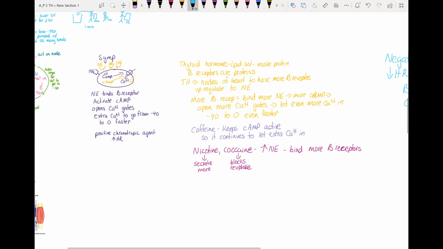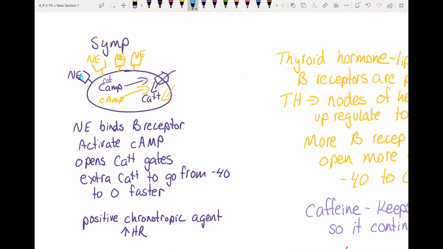The beta blocker drugs are going to come in and they're going to prevent the norepinephrine from binding to the beta receptor. Then none of this stuff happens. No cAMP, no calcium gates getting open, no extra calcium coming in. The calcium channel blocker drugs act over here. You can still have norepinephrine bind, you can still have cAMP, but they're going to come here and block this so that calcium can't get in.